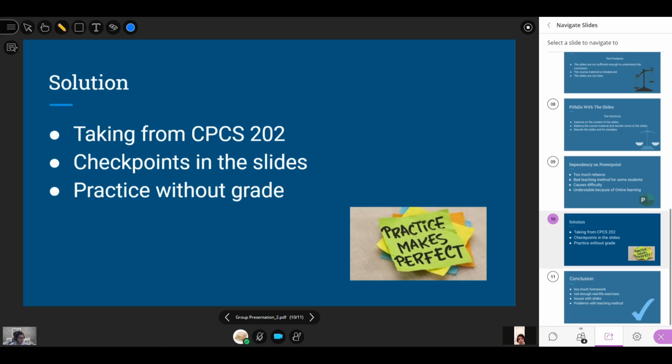CPIT does not have either of these teaching methods. The teachers just go through the slides and the students try to understand without any practice in between. And also, there's no practice without a grade. The students just learn from the slides, and then they are given an assignment, and that can cause them to be stressed out and not do their best on the assignment.